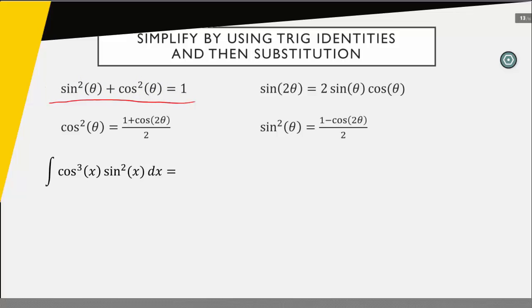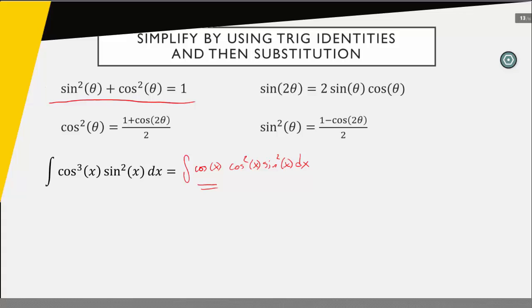But here I have cosine cubed. But I could rewrite cosine cubed to be cosine of x times cosine squared of x. So I've taken out that single factor of cosine that I want, so now I can do my substitution. What else do I need for my substitution? Well, I'd prefer to have everything else in terms of sine. So now I can use that Pythagorean identity to convert the cosine squared to a sine squared.